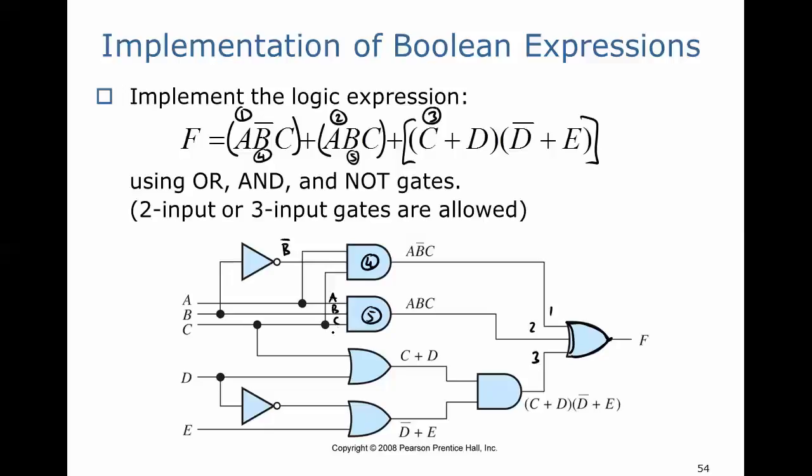For the last term, that's actually comprised of ANDing 2 terms. We'll call this 6, and we'll call this 7. So here, this output is 6, and this output here is going to be 7. And those two are ANDed together in this AND gate here. And then the inputs for our 2 ORs are going to be C and D, and then D not and E. And here we have an inversion of D to get D not. So it's pretty straightforward. You start from the outside, the most outer operations, and move to the inside.